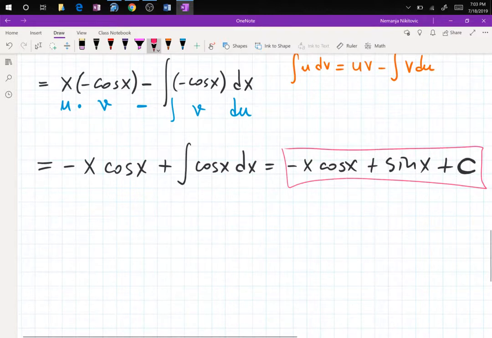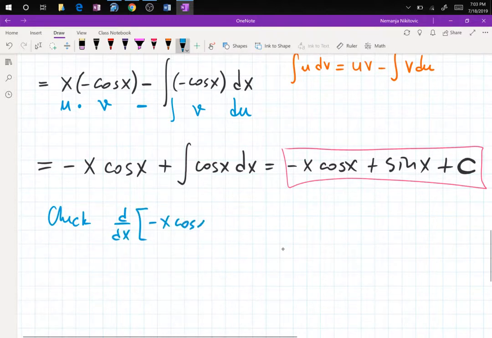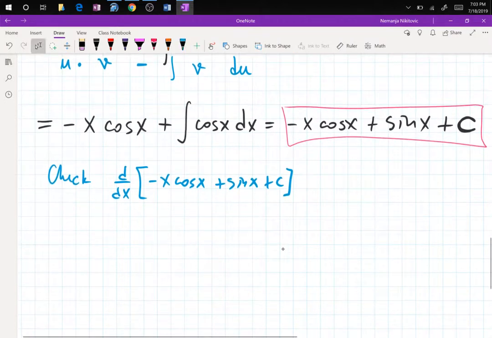Now, as it usually goes, you will differentiate your answer to make sure that you are getting what we started from. So to check, you take the derivative of negative x cosine x plus sine x plus c. No one cares, that's going to be 0 anyway, but for the sake of completeness. So what do you have for this check?